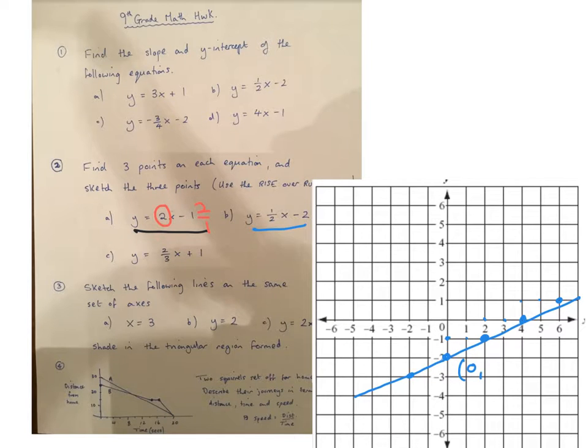0, -2. This one up here is 2, 0. This one here is 4, 1, and this one 6, 2. All of these will count as answers, and this one here -2, -3.